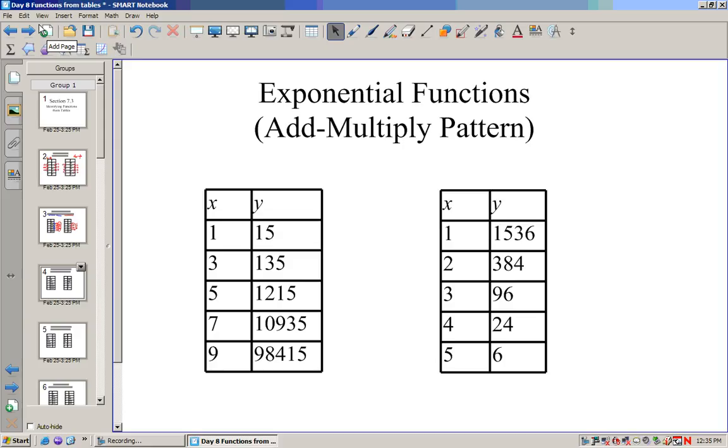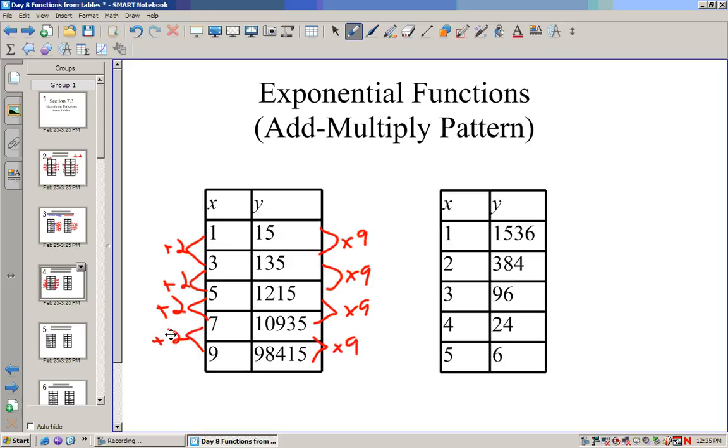Now, exponentials follow an add-multiply situation, where here if I add 2, add 2, add 2, and so on, really what I'm doing over here is multiplying by some number. So 135 divided by 15 is 9. So I'm multiplying by 9. And over here, if I add 2 again, I need to multiply by 9, multiply by 9, multiply by 9. So we're adding in the x column and multiplying in the y column.